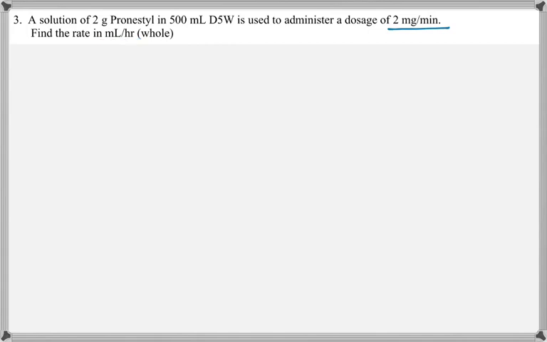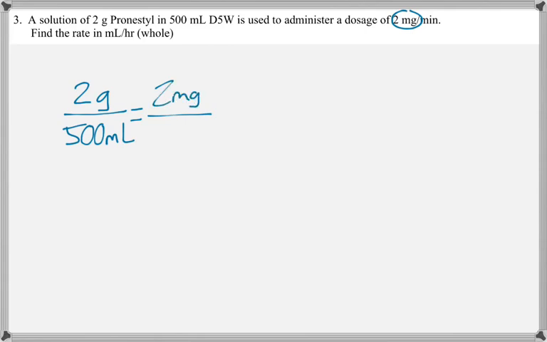So I need to convert from a powdered form to a liquid form, as well as convert from minutes to hours. So I'm going to use the solution strength, which is 2 grams over 500 mLs, and I'm going to put the 2 milligrams here. So there's 2 things I need to do. I need to convert this to 2,000 milligrams so that they match.